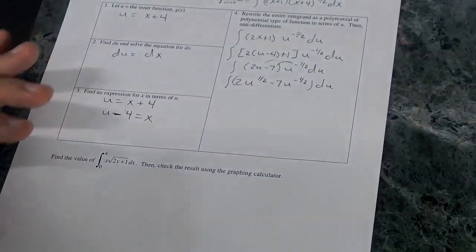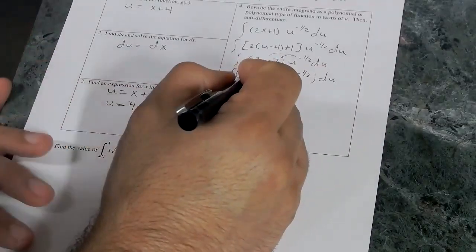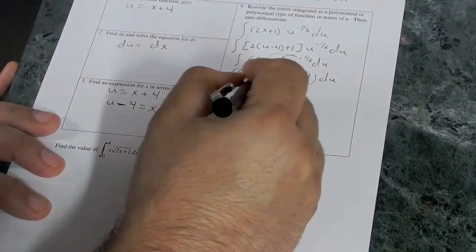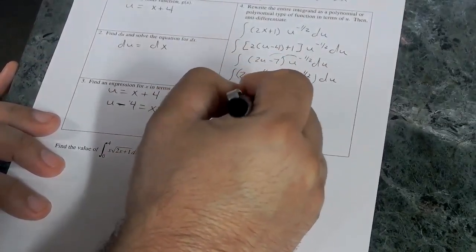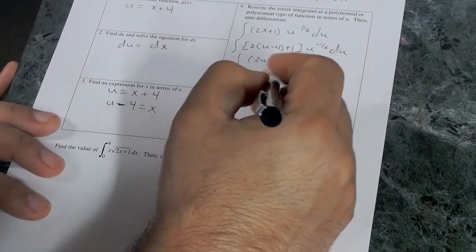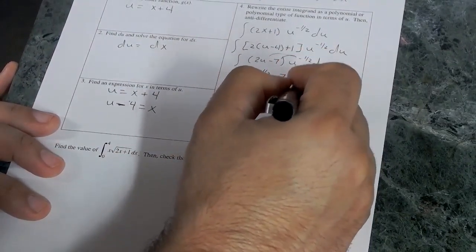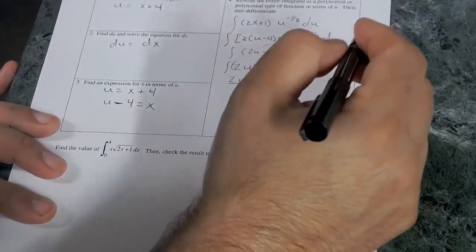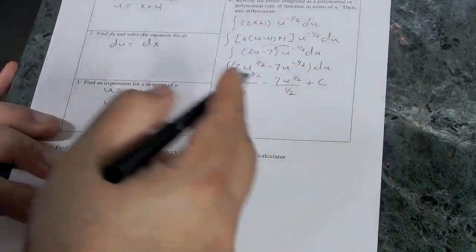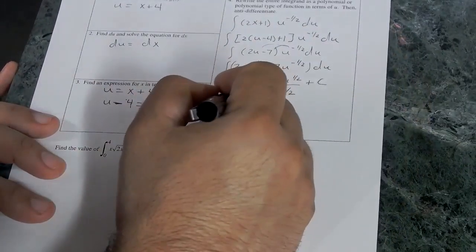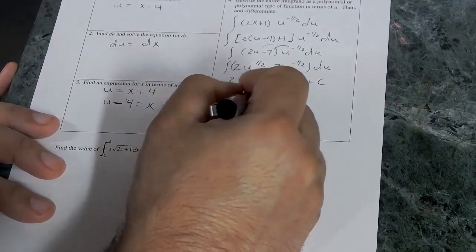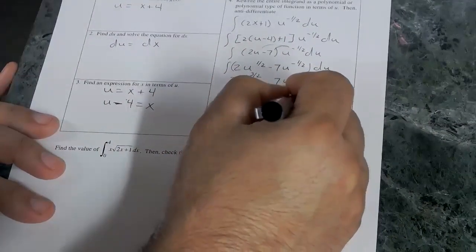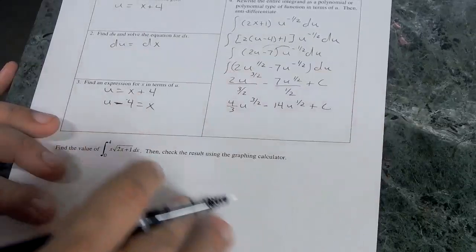And now I'm going to integrate u to the 1/2. Its integral is u to the 3/2. So that's 2u to the 3/2 divided by 3/2 minus 7u to the 1/2 divided by 1/2 and plus c. Fixing this up, I get 4/3 u to the 3/2 minus 14 u to the 1/2 plus c.